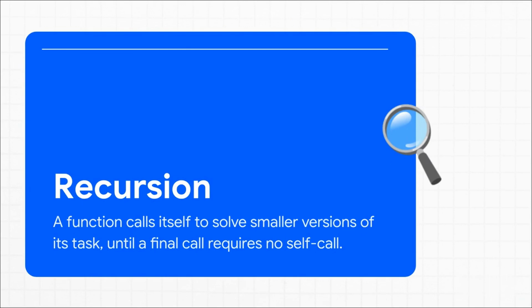Okay, so let's get the official textbook definition out of the way first. Recursion is when a function calls itself to solve a smaller piece of the exact same puzzle. And it keeps doing this, breaking the problem down again and again until it gets to a version of the problem that's so tiny, so simple, it can be solved instantly without having to call itself anymore.